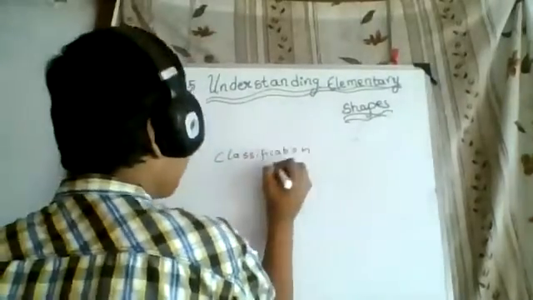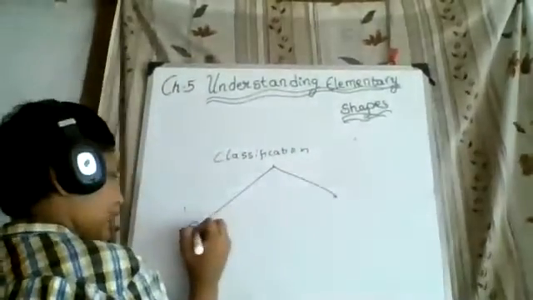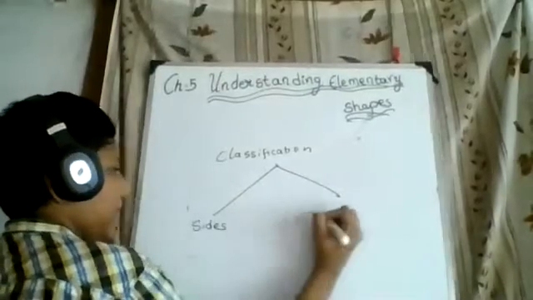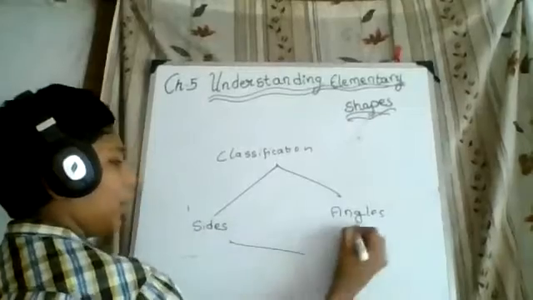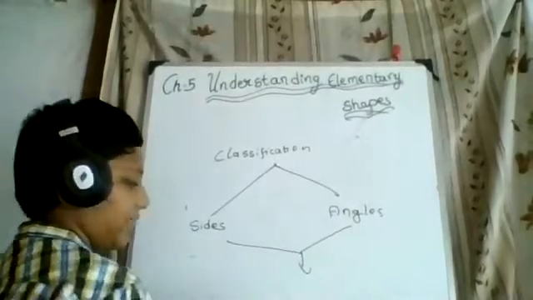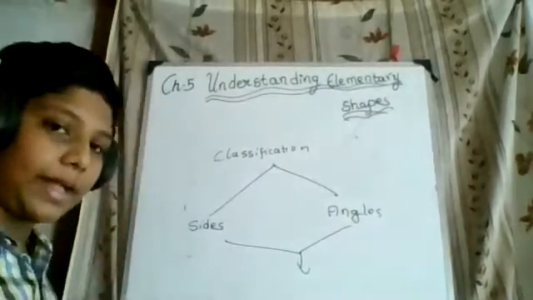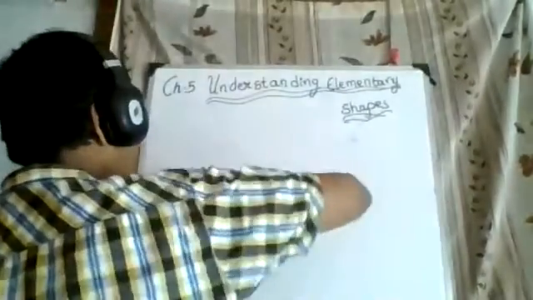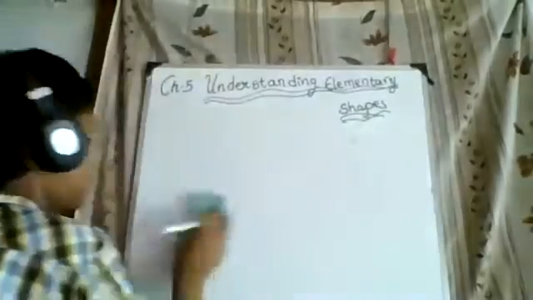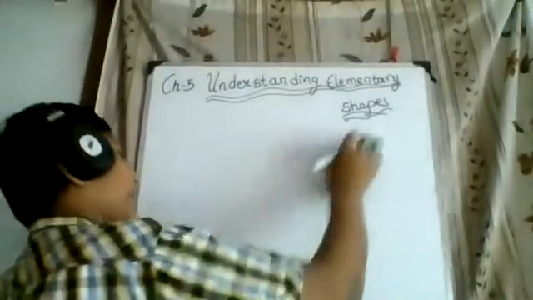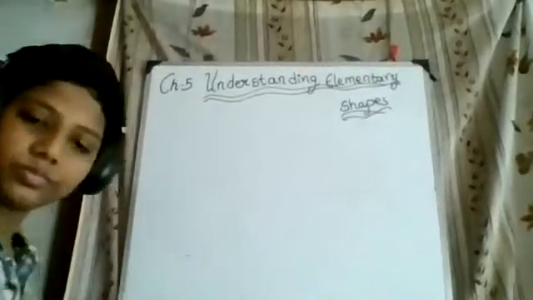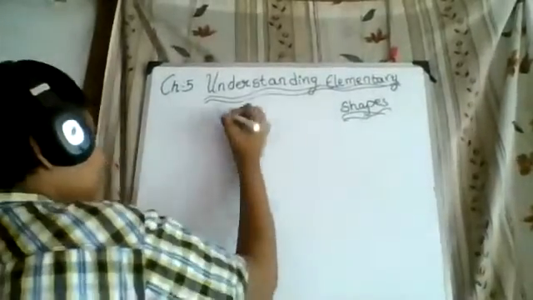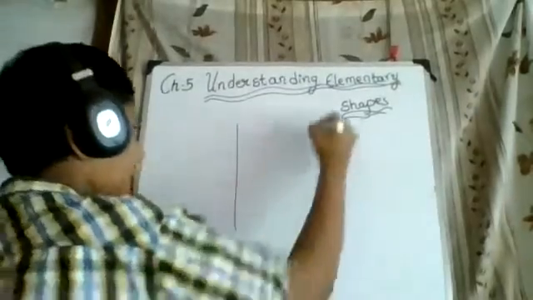We have two types of classifications of triangle: based on sides and based on angles. And if we mix both classifications, we will get one more classification. Okay, let us discuss all the topics. First, based on sides. We have three types.